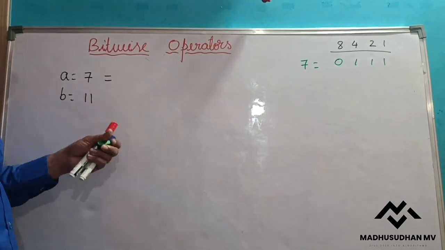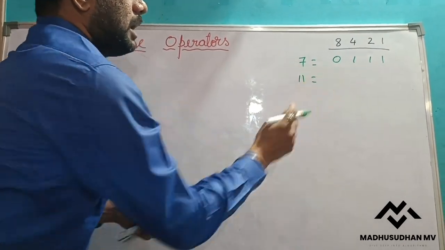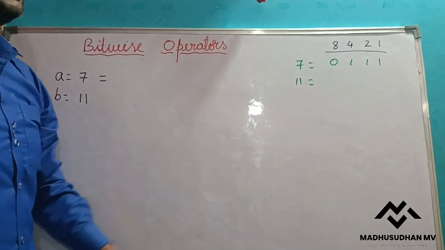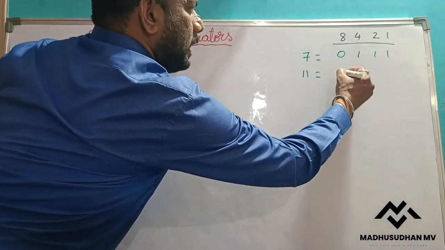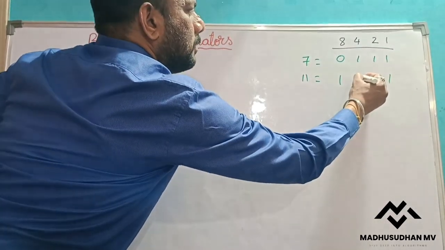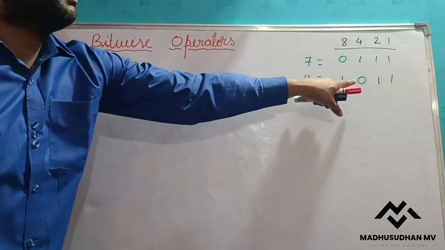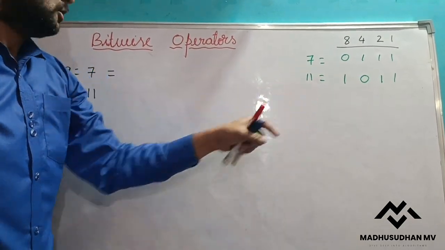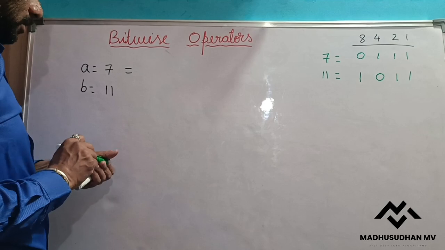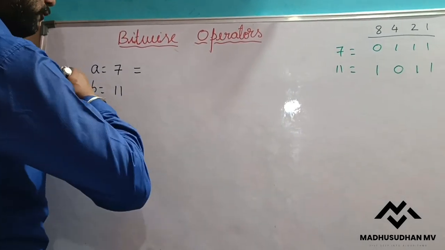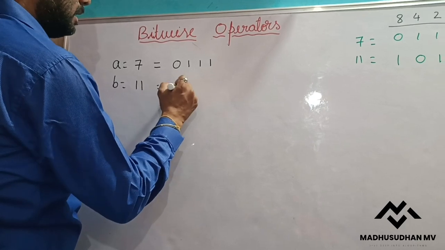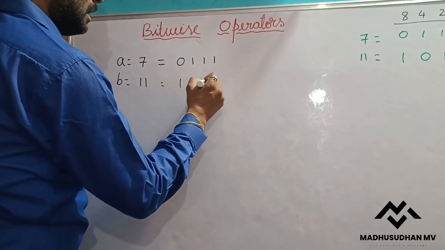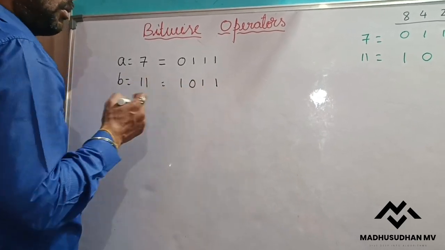Similarly for 11, which numbers do I add to get 11? 8 plus 2, 10 plus 1, 11. So if I add 8, 2, 1, then the remaining is 0. So this is the binary equivalent of 11. Now A is 7, using 4-bit representation. So this is 7 in binary and this is 11 in binary. Now what do I have to do?